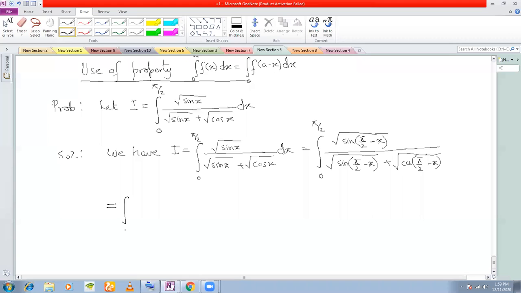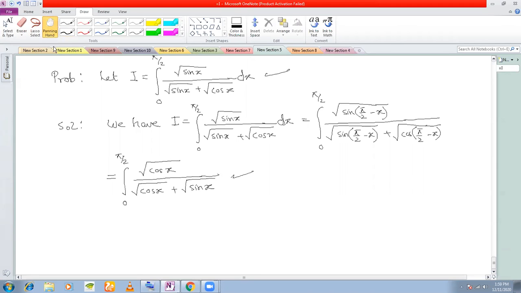So this now transforms to root sin(pi/2 minus x), which is nothing but root cos x. And this is root cos x plus root cos(pi/2 minus x), which is root sin x. So what do we see? I is equal to this and I is also equal to this. Therefore, what can we write? I plus I, if I add up.